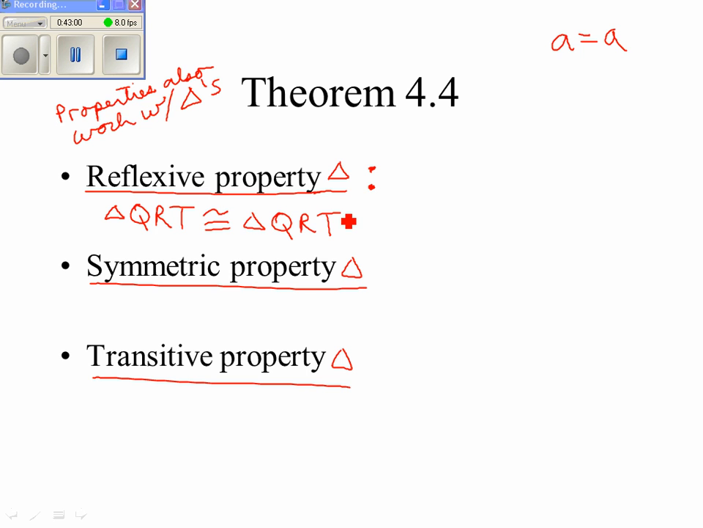Rob taught me well. All right, symmetric property. Anybody remember what symmetric property does? You've got this equals this. What does it do? It just switches them. Switches sides. So in this one, it's going to say if triangle ABC is congruent to triangle XYZ, then what do we know?